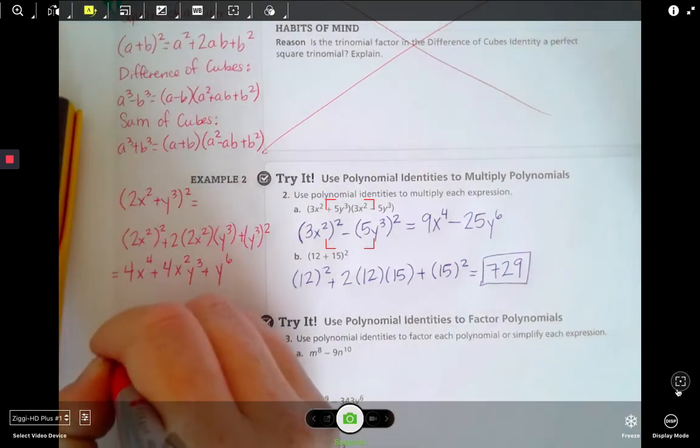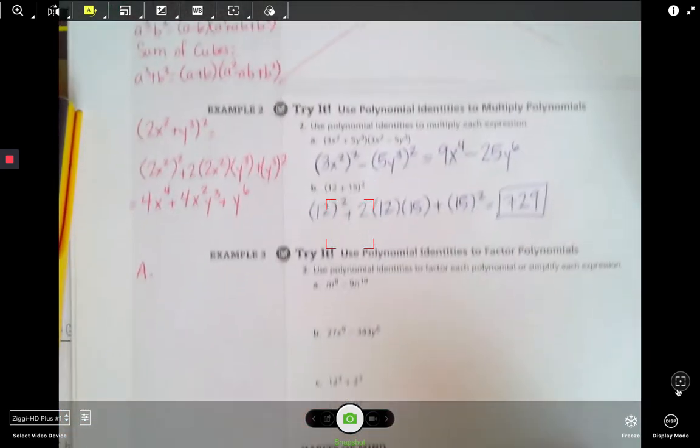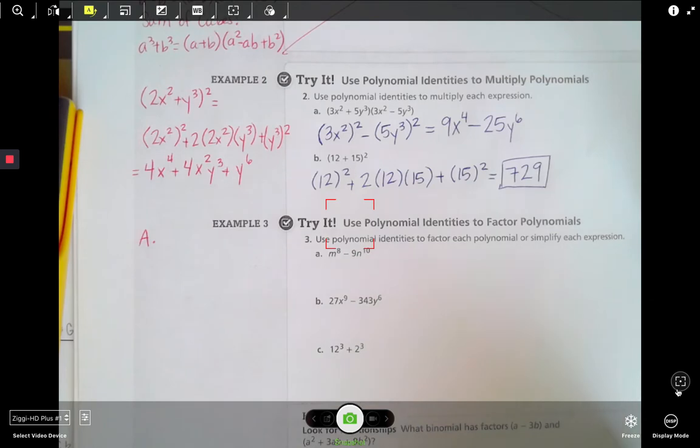All right, now in example 3, before we work these 3 examples, I'm going to work 3 of our own, or that are out of the textbook.